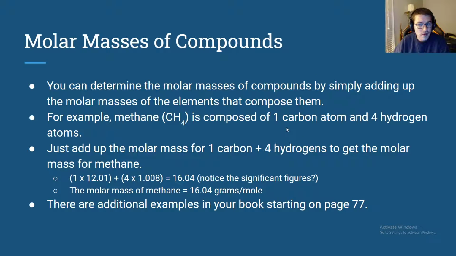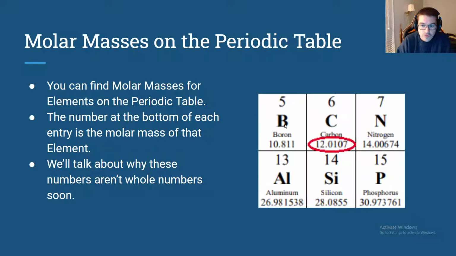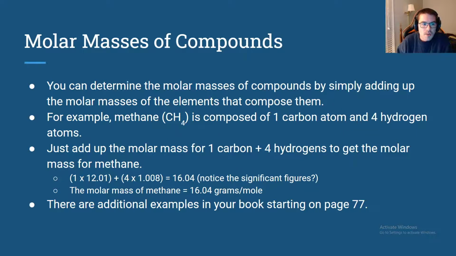Okay, and I believe this is the last slide. Hooray! So you can just look up the molar masses for elements in the periodic table. You don't have to calculate them; they're just there. Okay. If you have a compound, some sort of more complicated chemical, you can calculate it just by adding the numbers up. So it says here methane. This is one of my favorite examples. This is 1 carbon and 4 hydrogens.